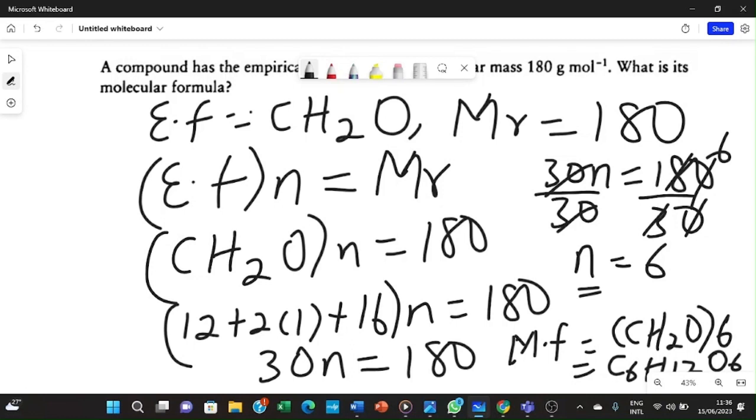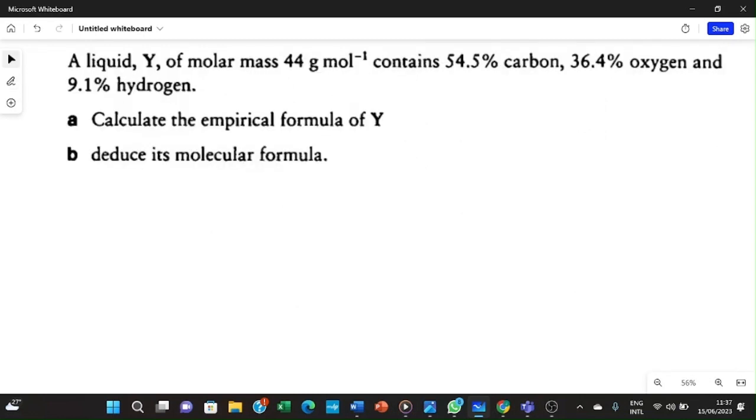Now let's take another example without wasting much time. A liquid Y of molar mass 44 contains 54.5% carbon, 36.4% oxygen, and 9.1% hydrogen. A. Calculate the empirical formula of Y. B. Deduce its molecular formula.